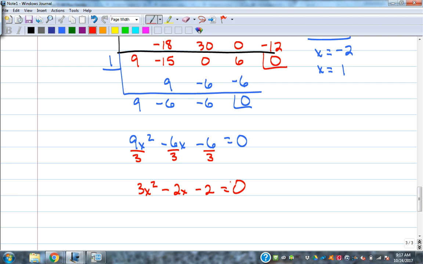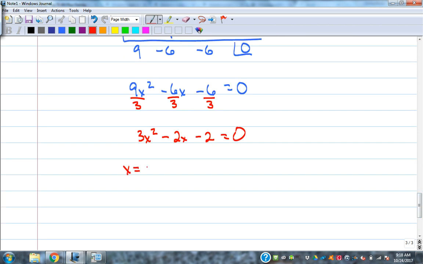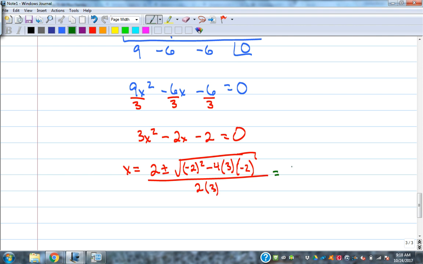I don't know if that'll factor or not, so I'm just going to go straight to the quadratic formula. If I try to factor it, I've got to find something that multiplies to be -6 and adds to be -2. Nothing jumps out at me right off the top of my head, even though the numbers are not big. So x equals -b plus or minus radical b squared minus 4ac, divided by 2a. Work that out.